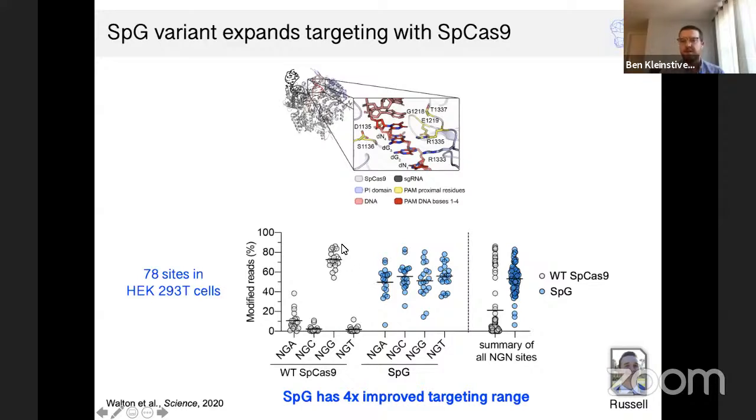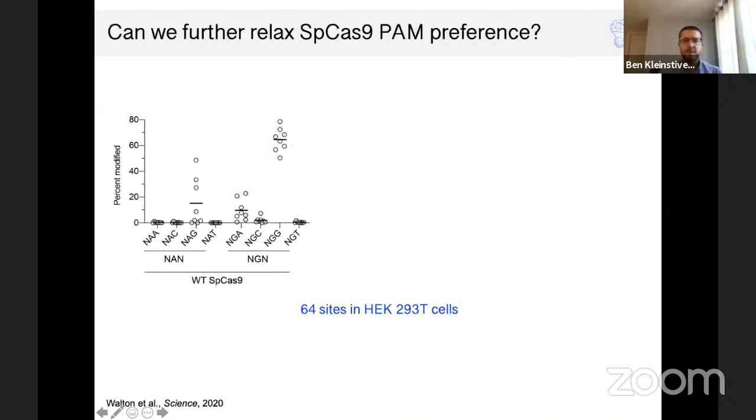The obvious exception here is that the wild-type SpCas9 protein is still more effective at its canonical NGG PAMs compared to our new SpG protein. But in aggregate, the SpG protein is far more active across these NGN PAMs compared to wild-type SpCas9. But we didn't feel like stopping there. So SpG gives us 3 to 4-fold improved targeting range throughout the genome.